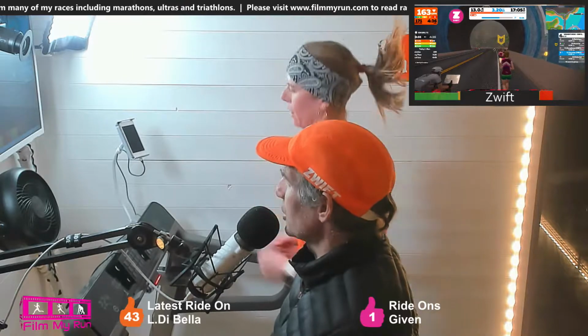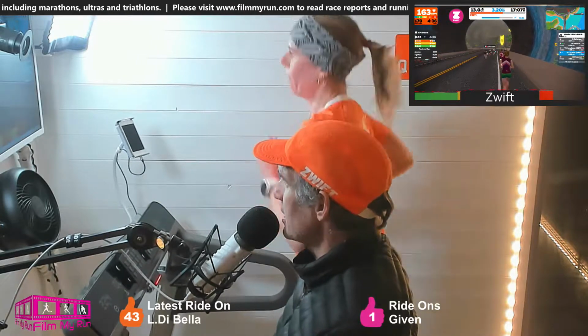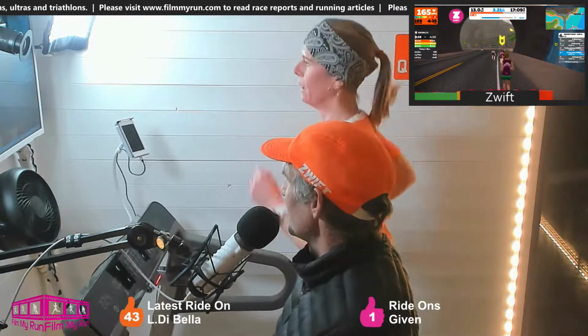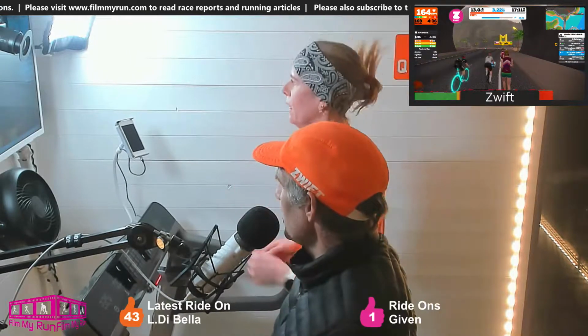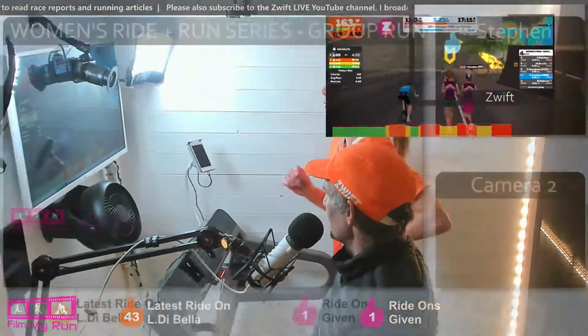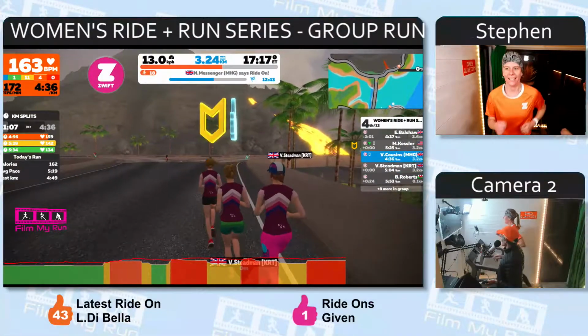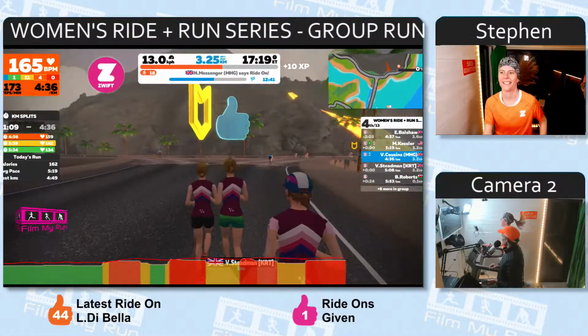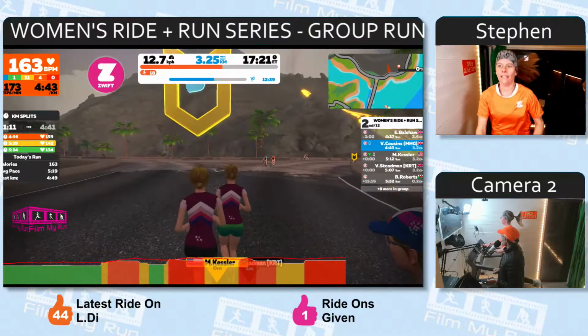Okay, so we're in another pickup now. Heart rate of 163 for Victoria. Following Meredith Kessler, international triathlete. Personal coach to Victoria Cousins. And slowing down again.